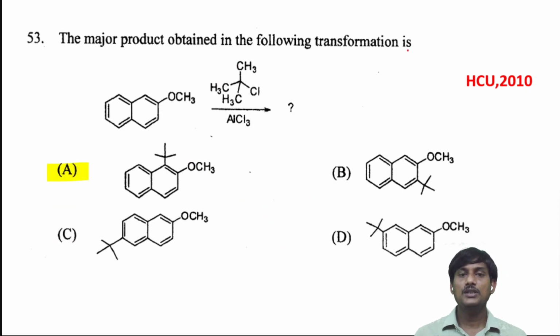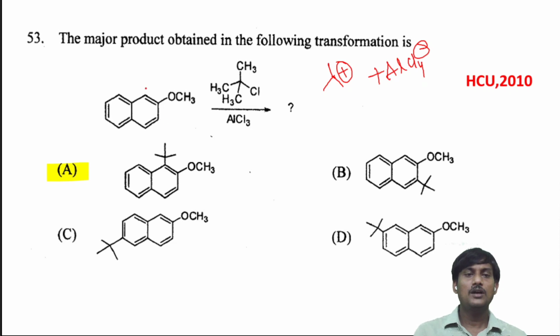The major product obtained in the following transformation in presence of AlCl3. This one converts into a very stable carbocation. This is a stable carbocation which is generated, and there is a formation of AlCl4 minus. We know that in naphthalene, alpha positions participate in electrophilic substitution reaction. This one, and this one. Okay, this position and this position. These are alpha positions. Since OCH3 is an electron releasing group, this position is very active towards electrophilic substitution reaction. So the major product will be this one.